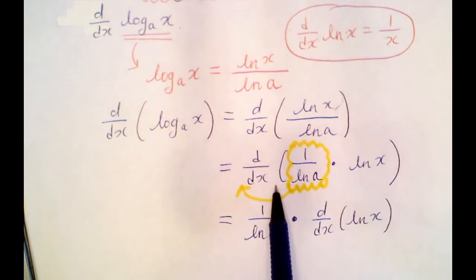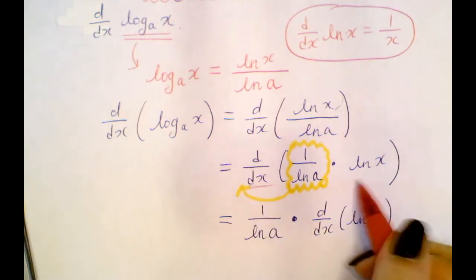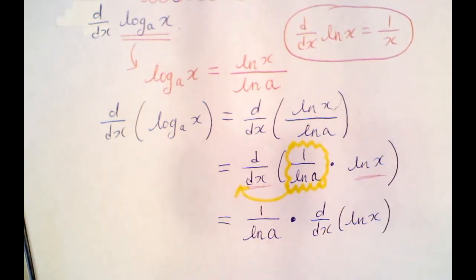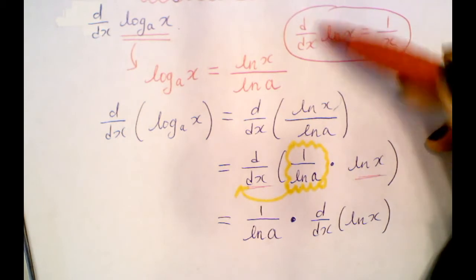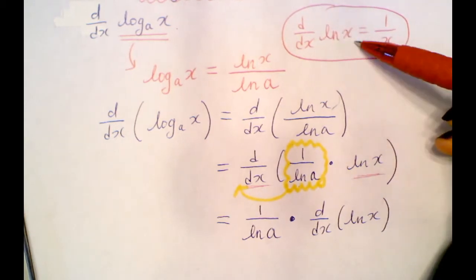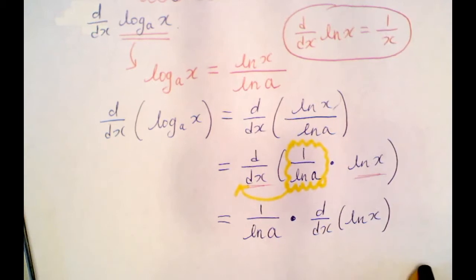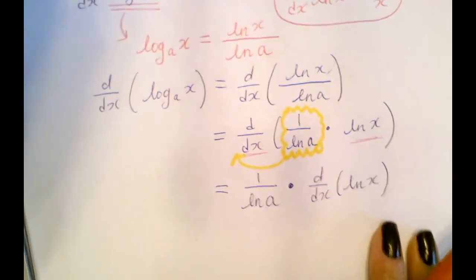Okay, so the yellow piece got out. It's right here. So what I have left was the derivative of just the natural log of x. Now look up there for me. We already know what the derivative of natural log of x is. It's 1 over x. So let me rewrite, well actually we're almost done.